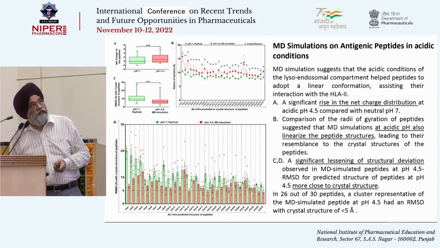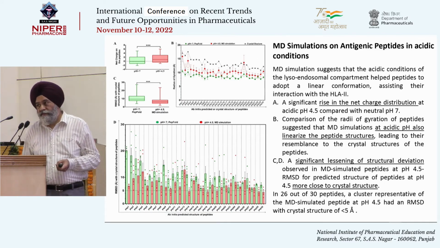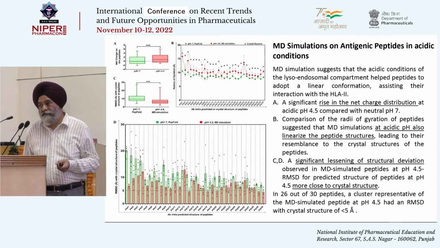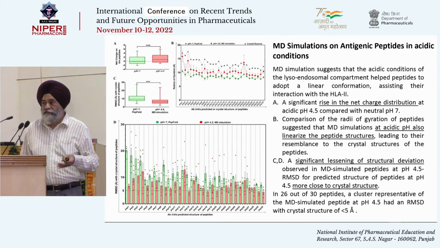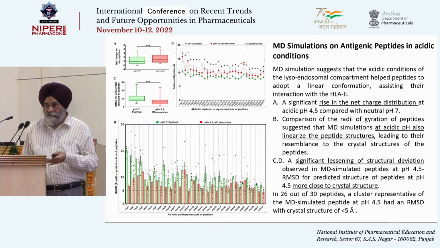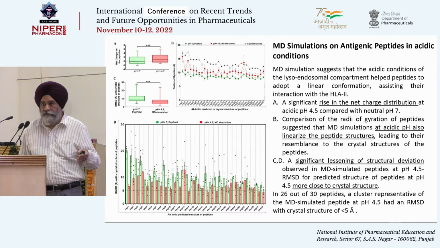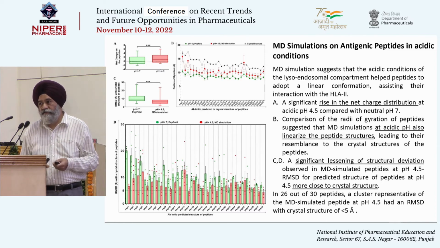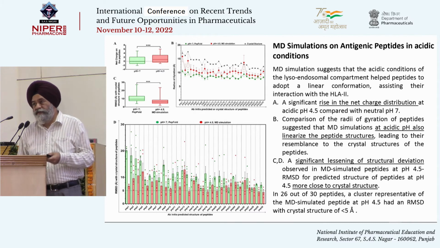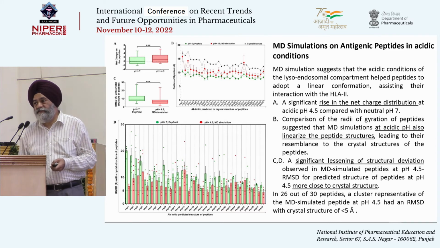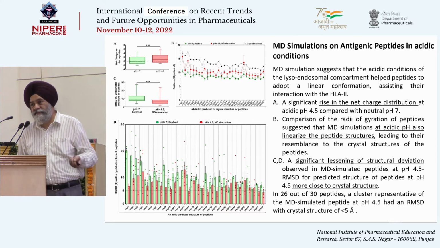So what we did is we thought that if we have an antigenic peptide, how can we get the linear structure? Usually people go to prediction programs like PepFold, which, based on the sequence and some kind of ab initio techniques, give you the predicted structure of the peptide. So usually from PepFold you get the structure of the peptide, but will that be an okay structure for the MHC to bind?